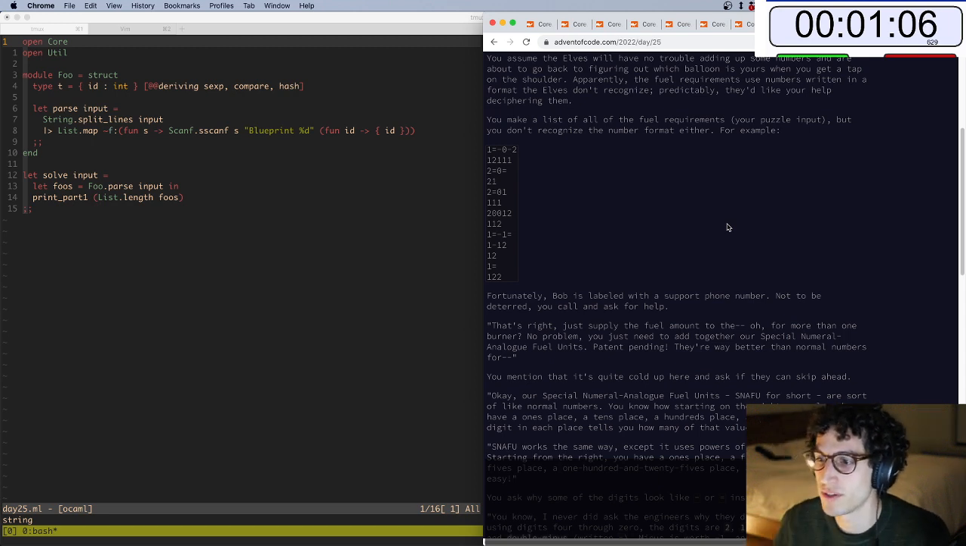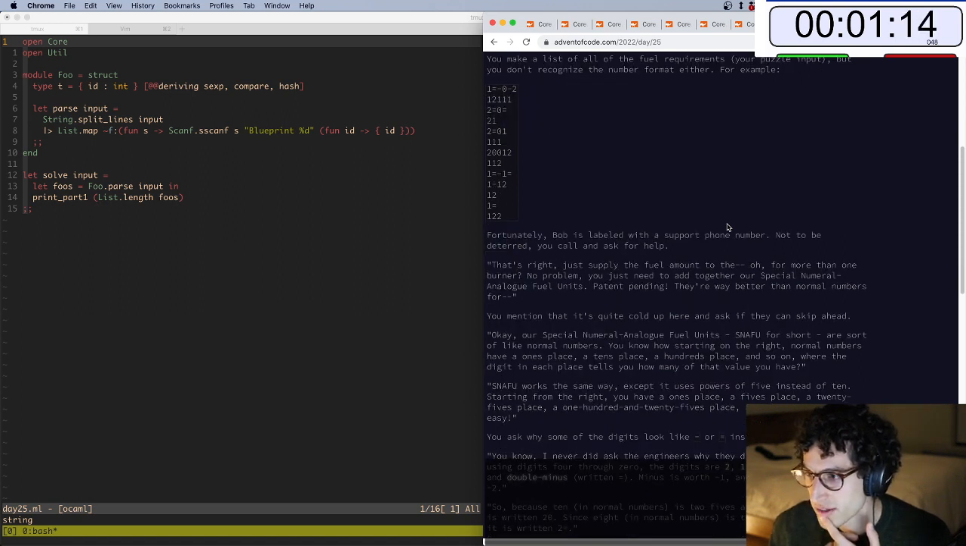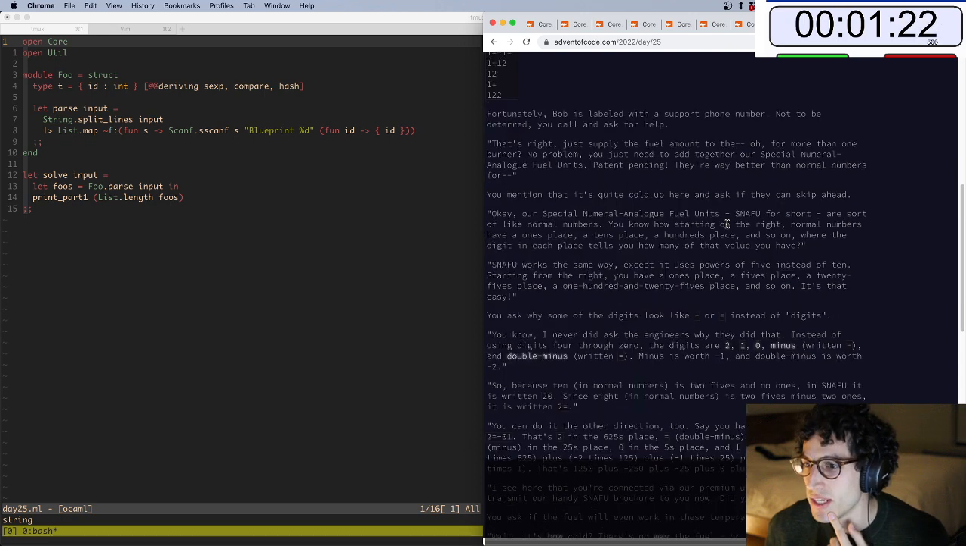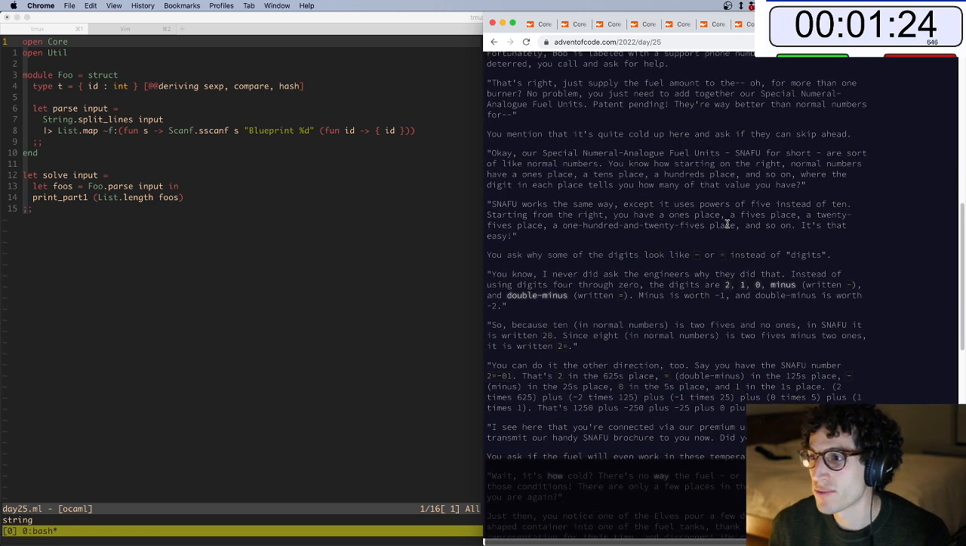Just supply the fuel amount to the, for more than one burner? No problem. You just need to add together a special numeral analog fuel units. Snafu, patent pending. They're way better than normal numbers. You can skip ahead. Sort of like normal numbers, you know how starting on the right, normal numbers have a ones place, tens place, hundreds. Snafu works the same way, except it uses powers of 5 instead of 10. Starting from the right, you have a ones place, fives place, a 25s place, a 100.